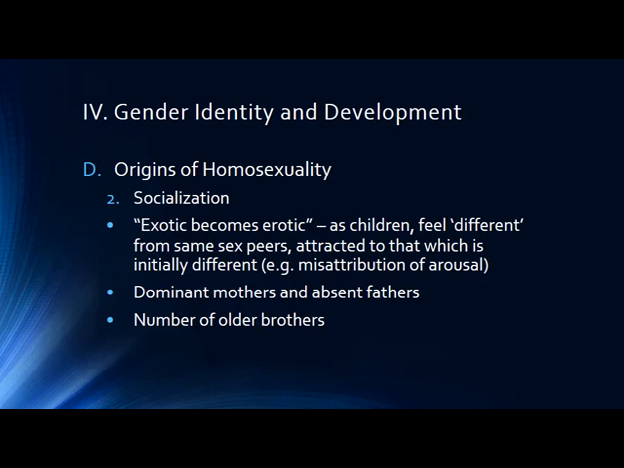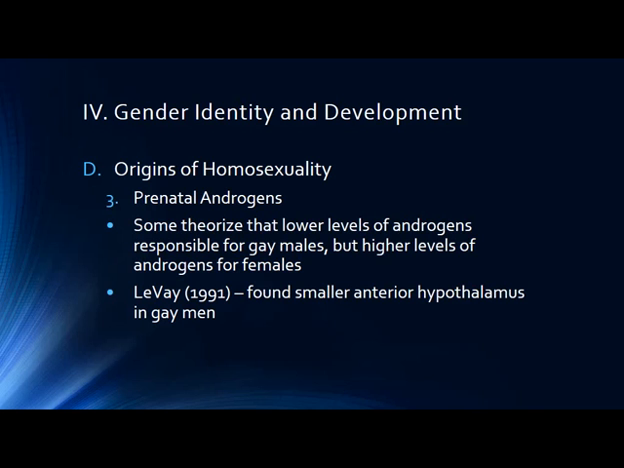The one bit of this that is true is that gay males are more likely to have older brothers. And the more older brothers you have, the more likely you are actually to be gay. Now, not every gay male has older brothers, but this relates directly to the androgen level hypothesis. So some theorize that lower levels of androgens are responsible for gay males, but higher levels of androgens for females. It's actually backwards. We'll talk about exactly how this works out.